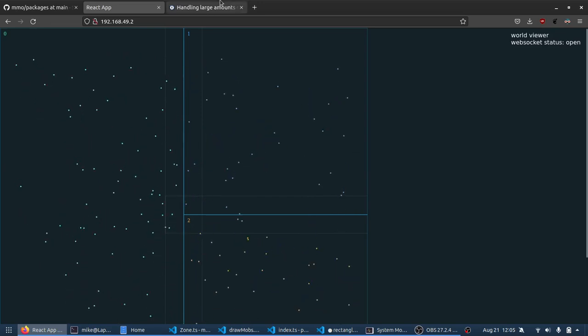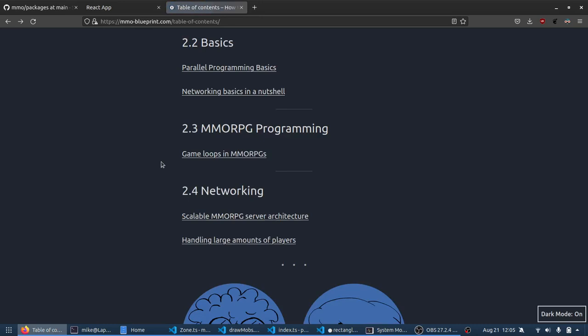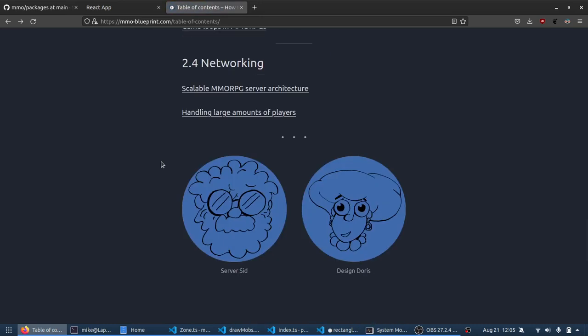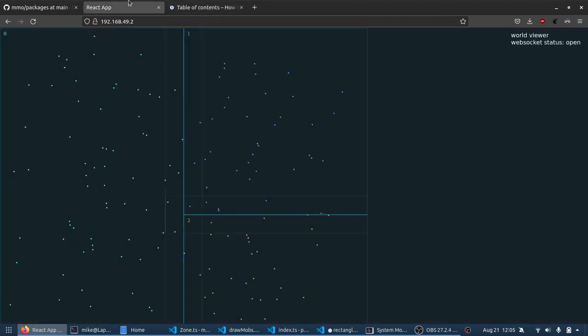And big shout out to Server Sid and Design Doris for writing MMOBlueprint.com. It would have been impossible for me to even get started on this project without reading these articles, and I've read the articles so many times, especially scalable MMORPG server architecture and handling large amounts of players. Highly suggested if you're interested in this sort of stuff to head over to this website and give those a read. But that'll about do it for me.